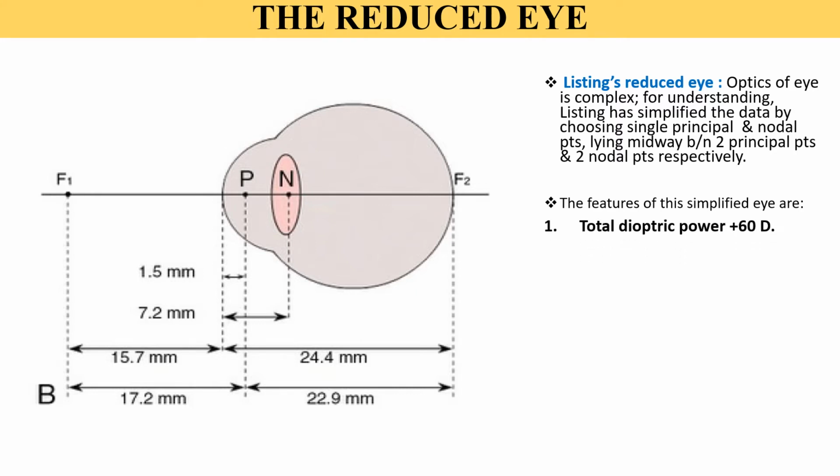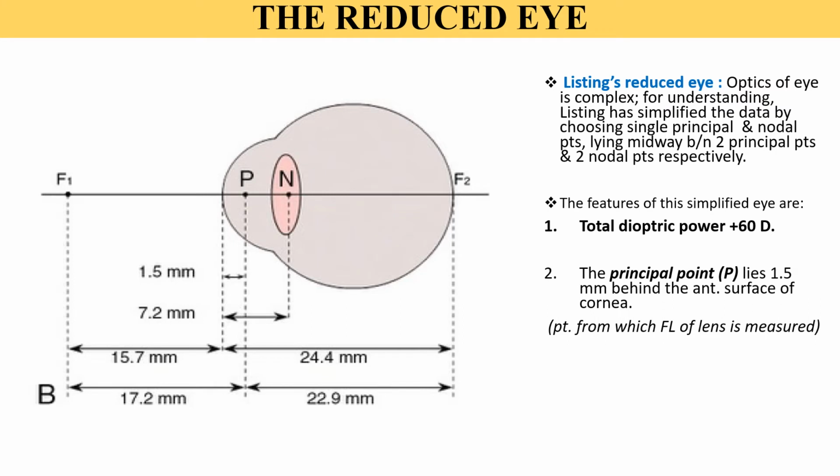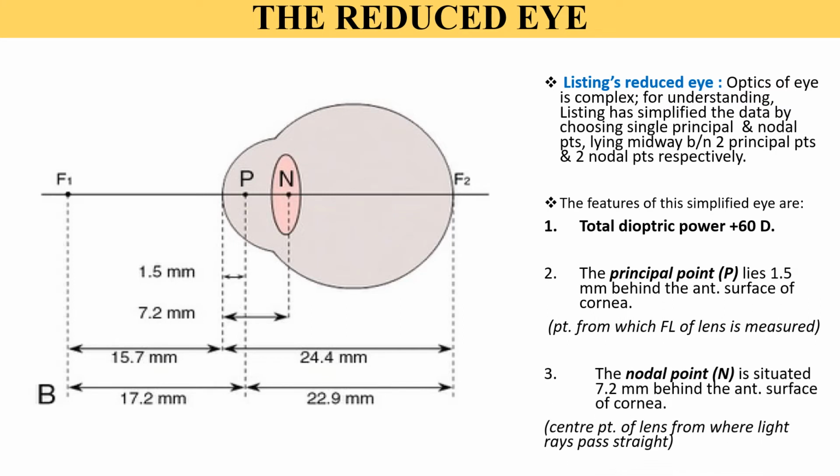Firstly, the power. The power of the reduced eye is plus 60 diopters. Secondly, the principal point and the nodal point. The principal point of a schematic eye lies about 1.5 millimeter behind the anterior surface of the cornea, whereas the nodal point N lies about 7.2 millimeter behind the anterior surface of the cornea.